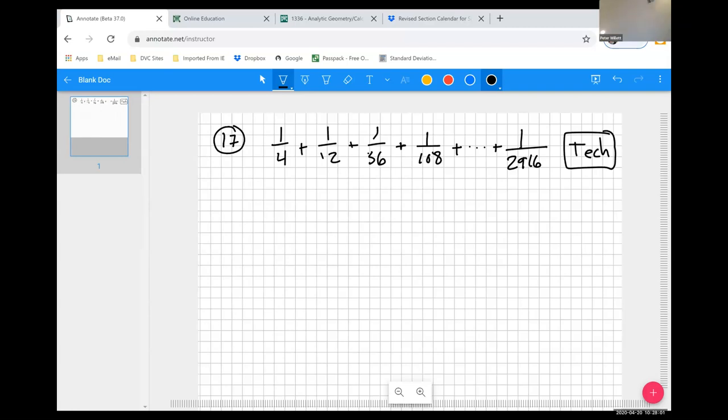Okay, let's do the 60 seconds to see if you can give this a try. They just want you to come up with this summation, 1/4 plus 1/12 plus 1/36, 1/108, up through 1/2916, and to get an answer. Any questions, comments, or discussions before I do this for you?